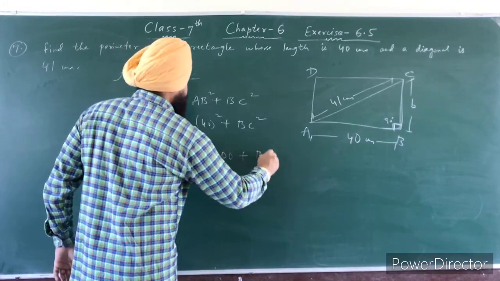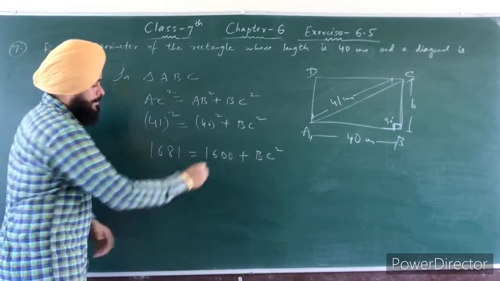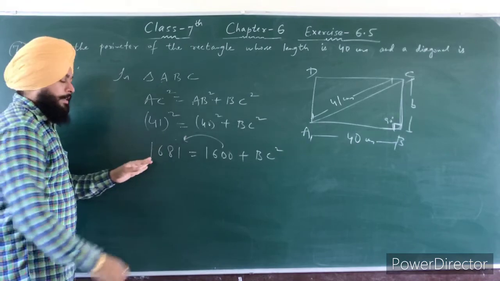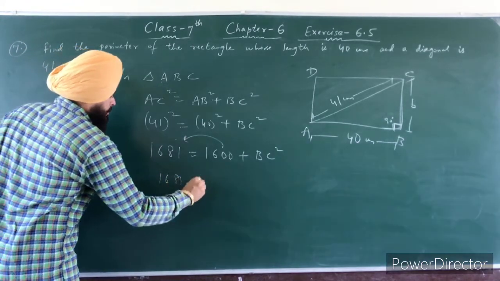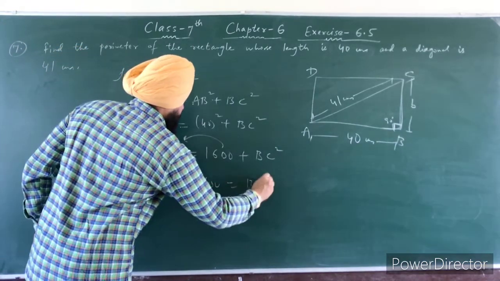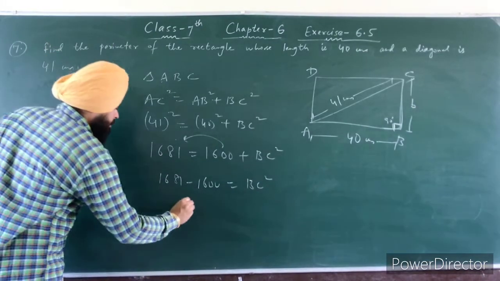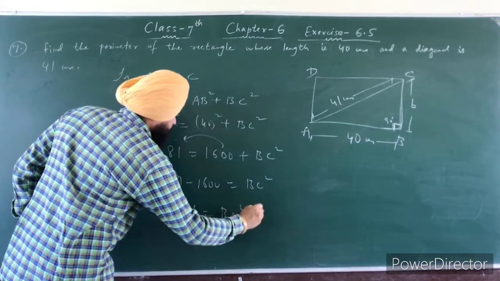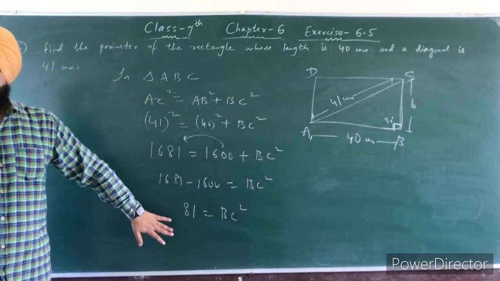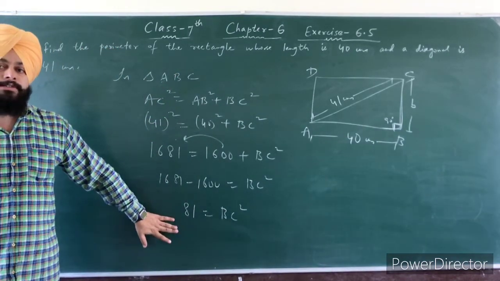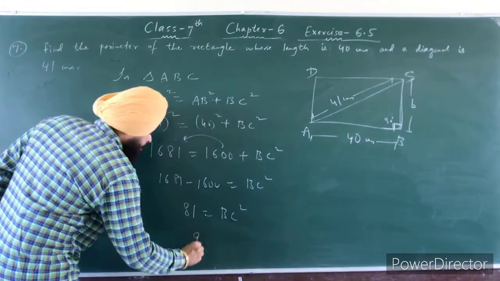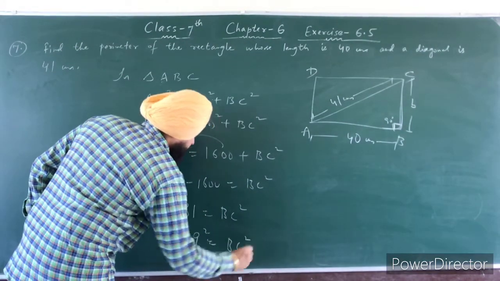1600 plus BC square. So you have to take this 1600 on the left hand side. It is subtracted. So 1681 minus 1600, it is 81, is equal to BC square. Now 81 is the perfect square of which number? 81 is the perfect square of 9. So you can write here 9 square is equal to BC square.